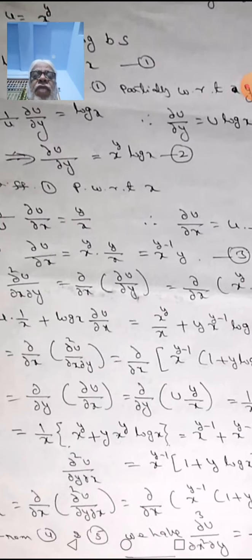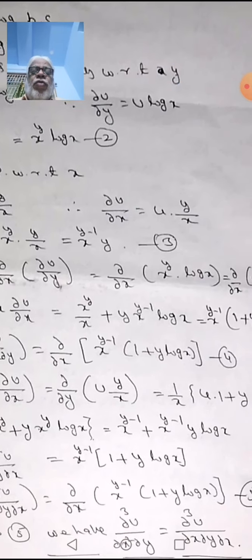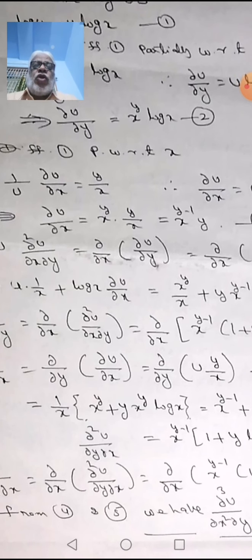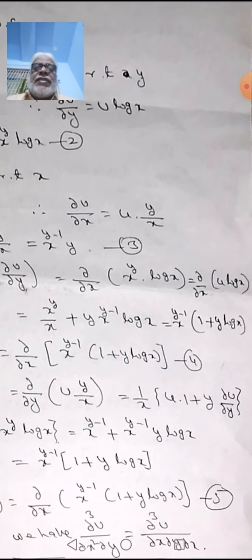The derivative of log u is 1 by u ∂u/∂x. Here, y log x is there. Partially differentiating with respect to x means y is taken as a constant, and the derivative of log x is 1 by x. Therefore ∂u/∂x is equal to u into y by x.